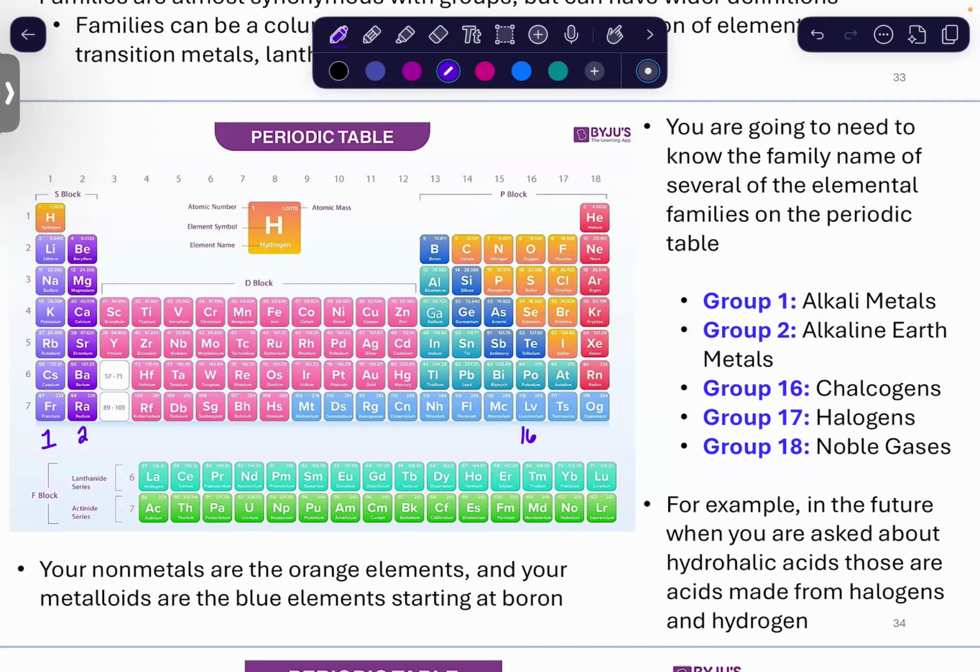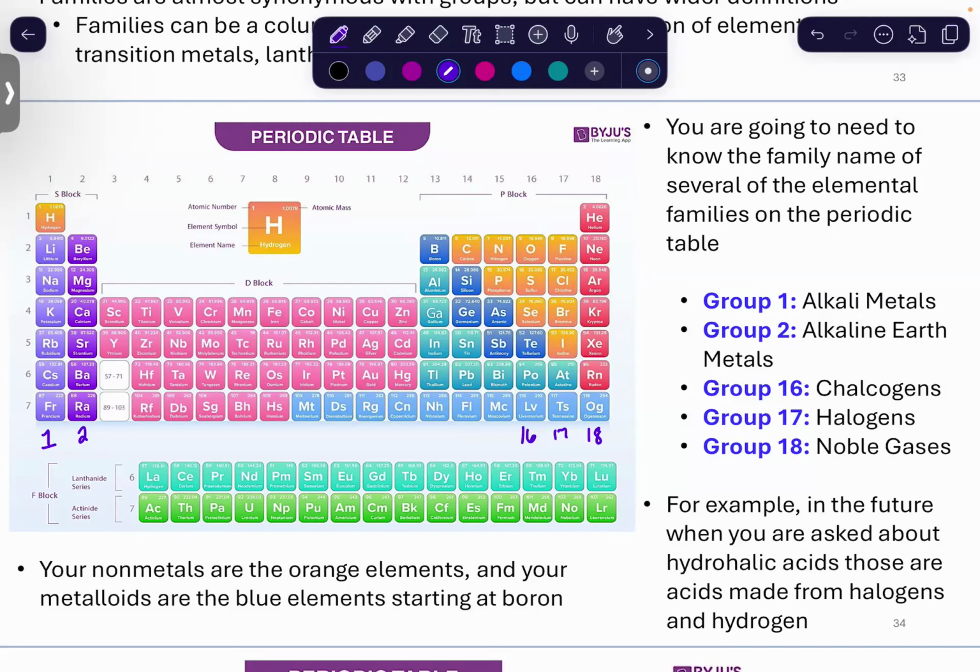I call these chalcogens. There's some debate on how to say that, but there's a spelling for it. Here, group 17, those are halogens. You're going to make sure you know those. Group 18, those are your noble gases. So you'll see these names show up.